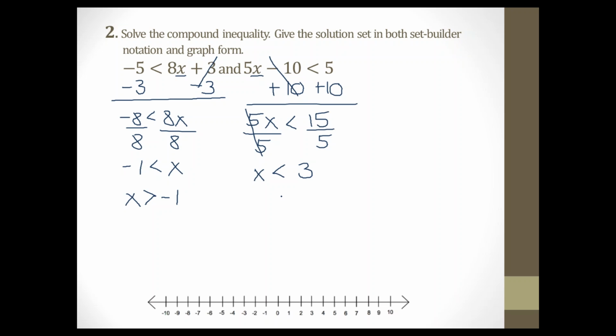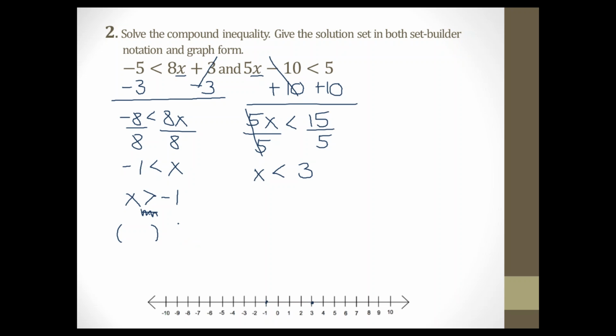Now first of all, they want me to graph it. And here's already my number line, so I need to make sure that my negative 1 is on there right here, and then also my 3. And then I have greater than and less than signs. So that means that I am going to use parentheses instead of brackets. And let me erase, so you don't think it's a greater than or equal to sign.